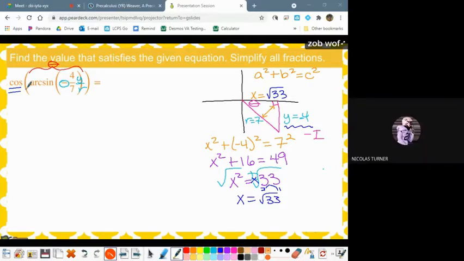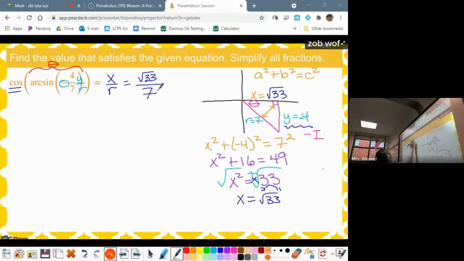X over R, so that would be the square root of 33 over 7. Beautiful. Excelente. Very nicely done, sir. Okay, now Nicholas was really confident on that and walked right through it.